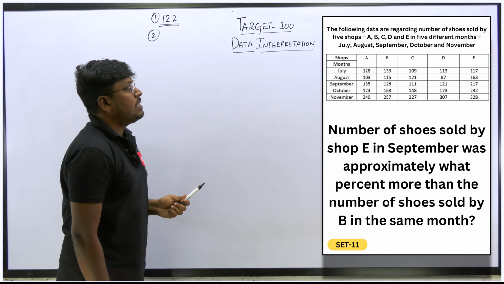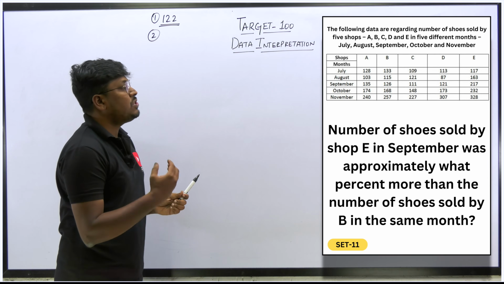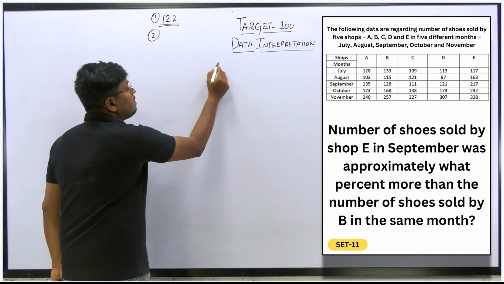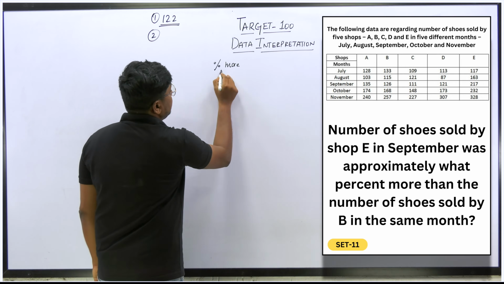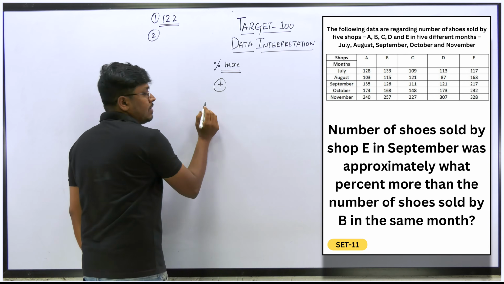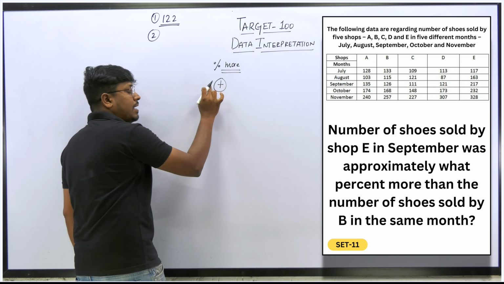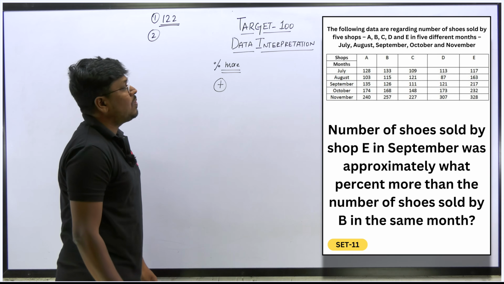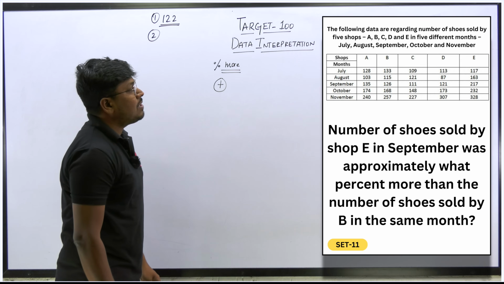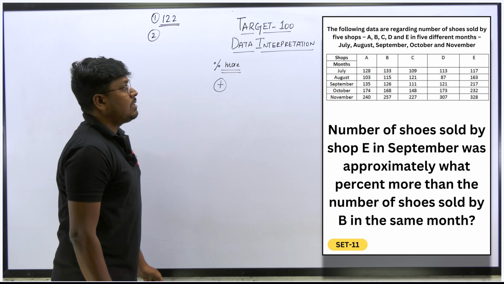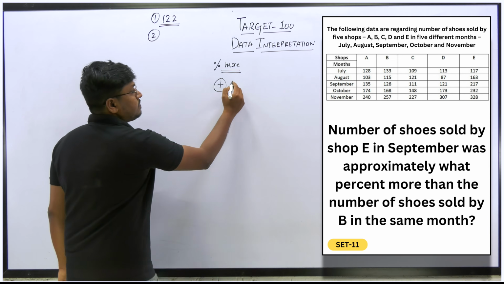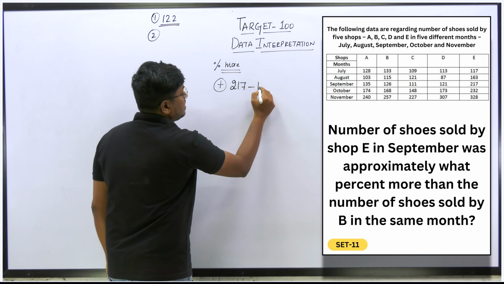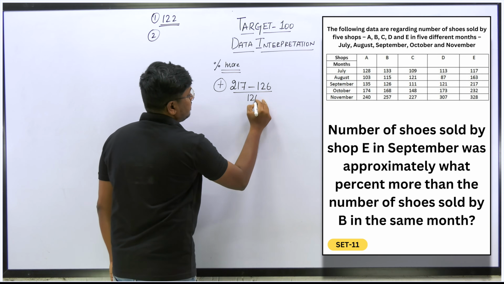So what is the second question? The number of shoes that was sold by shop E in September is approximately what percentage more? Just see here, what percentage more? The meaning here is our target is to find the positive value, because it asks what percentage more. Just read the question. Shoes sold by shop E in September is 217, compared to 126. So 217 minus 126, divided by 126.